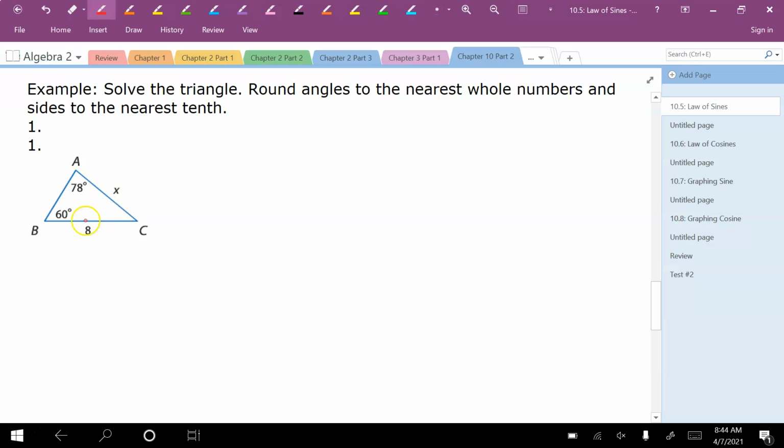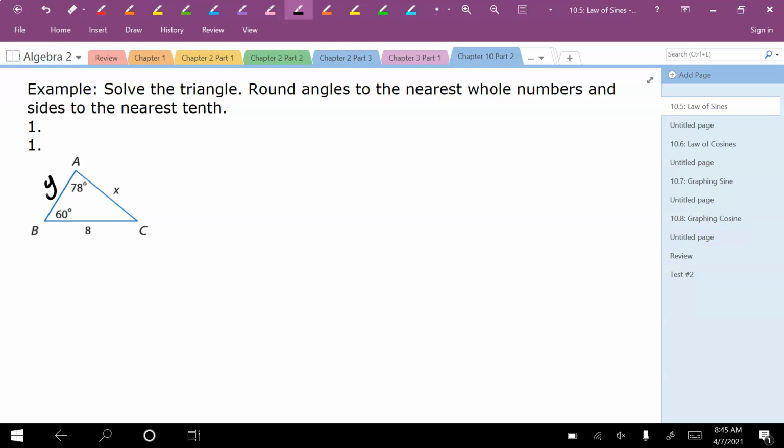Okay, so I'm looking at this triangle down here. I see a side x, so I know I'm going to have to find that. I'm going to go ahead and call this side over here y. They don't have it labeled, so I'm going to go ahead and give it a letter. And then we are missing angle C, so we'll have to find that one too.